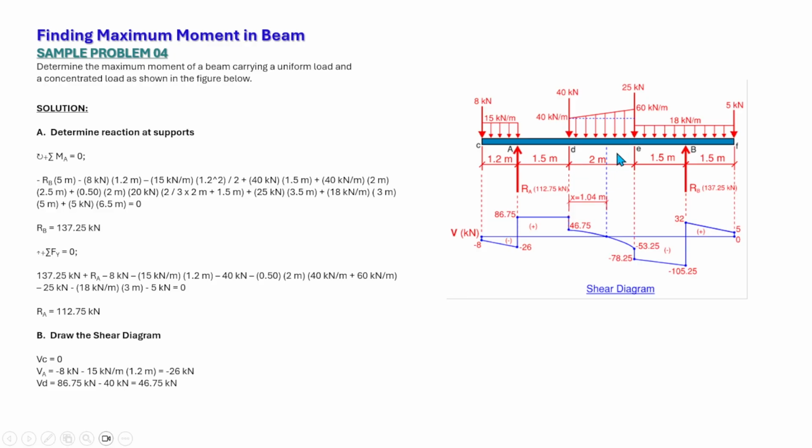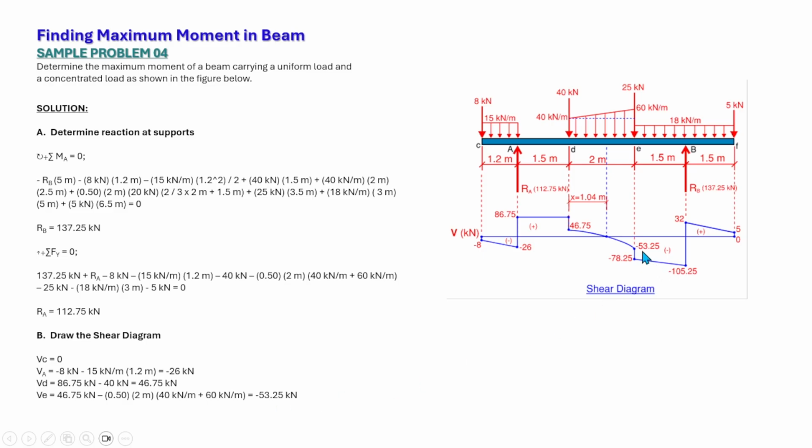So from point D to E, we have the trapezoidal loading. So trapezoidal loading, that is first degree, and we have a second degree curve, which is parabolic. So from 46.75 minus the total load of the trapezoidal loading, that is at point E, 46.75 minus the trapezoidal load, which is equal to 0.5 times 2 times the average of 40 plus 60, that is negative 53.25.